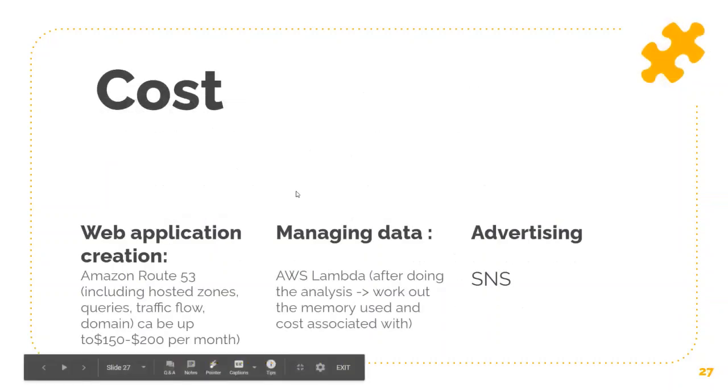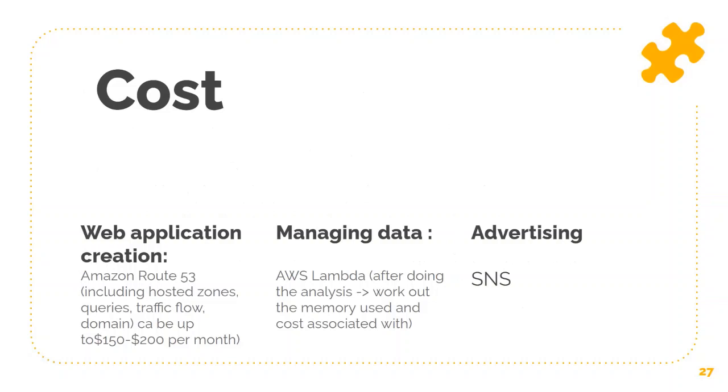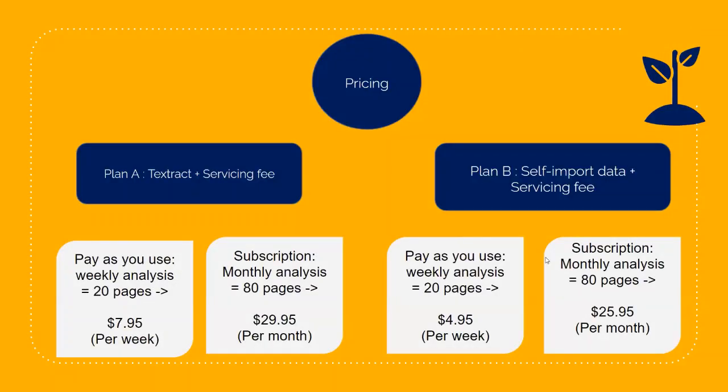So the cost will include the web application creation, which is the Amazon Route 53, and also managing data, for which we will use AWS Lambda, and also the advertising costs, which we will mainly do on Facebook. So here's the pricing that we initially thought about.